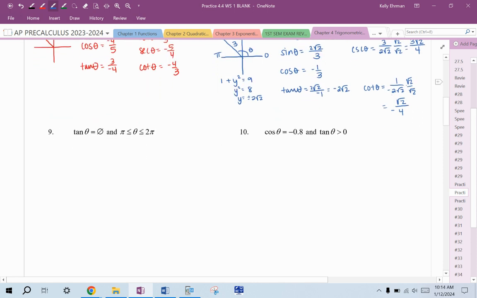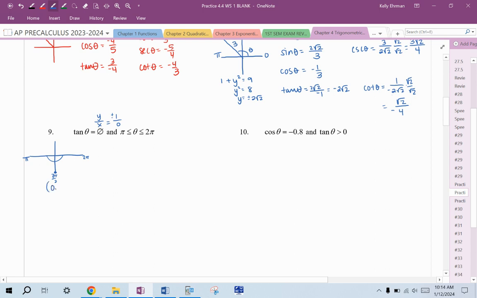All right, what about this one? Tangent theta is undefined, and theta is between pi and 2 pi. So here's pi, and here's 2 pi. So opposite of the other one, now they're saying you're restricted to the bottom half of the circle. Where is the y over the x equal to something over 0? It can be plus or minus 1, it doesn't matter. Where is the x coordinate 0 is basically what that's asking. So remember, x being 0 only happens at the top or the bottom of the circle. So you've got to be down here at 3 pi over 2.